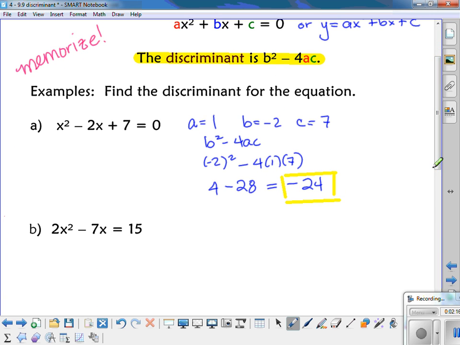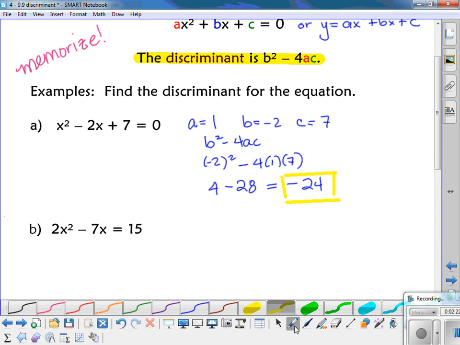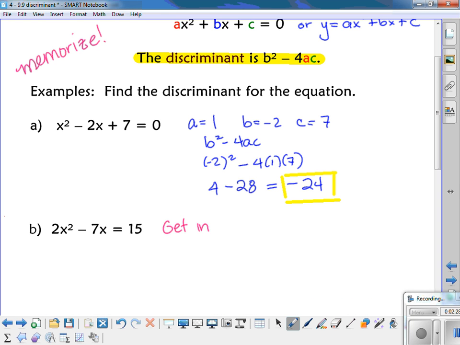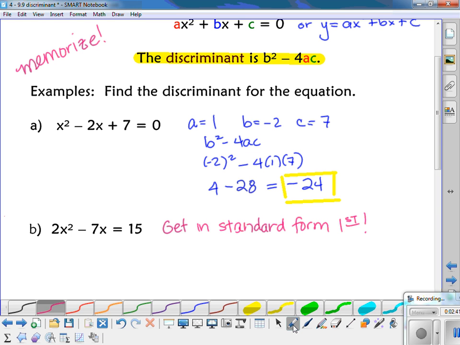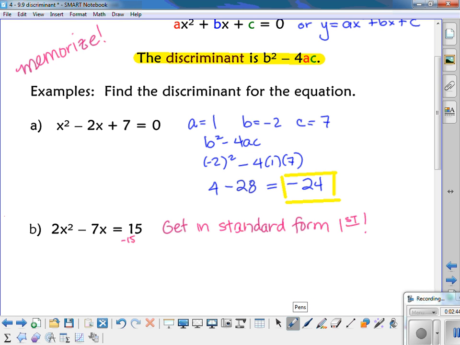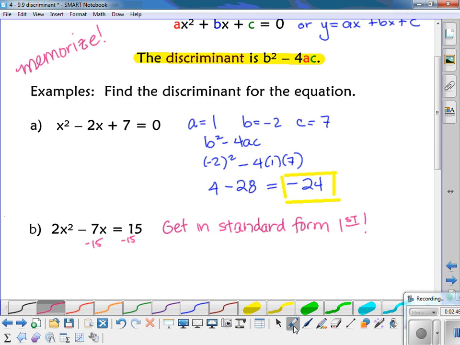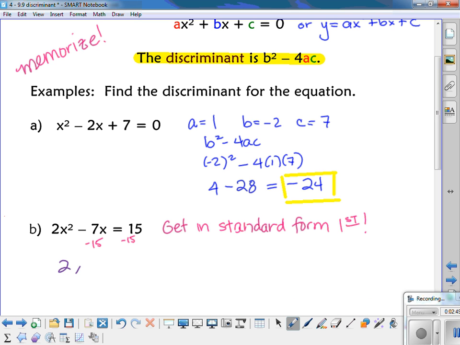I've got 2x squared minus 7x equals 15. Is that in standard form? No, it's not. So the first thing you have to do is get it in standard form before you do it. Otherwise your signs are going to be messed up. You'll have negatives where you should have positives or vice versa. So get it in standard form first. All right, so to do that I'm going to subtract 15 from both sides. And now I have 2x squared minus 7x minus 15 equals 0.